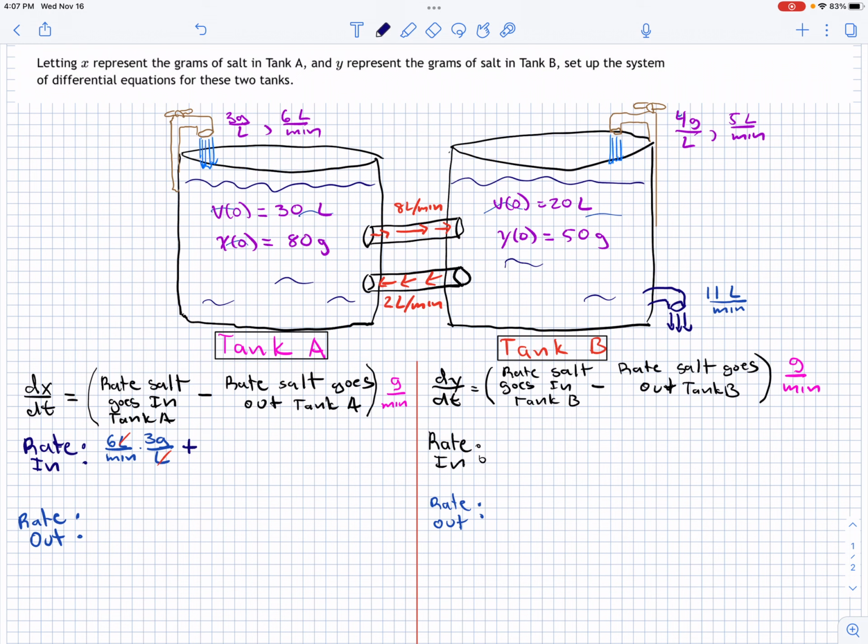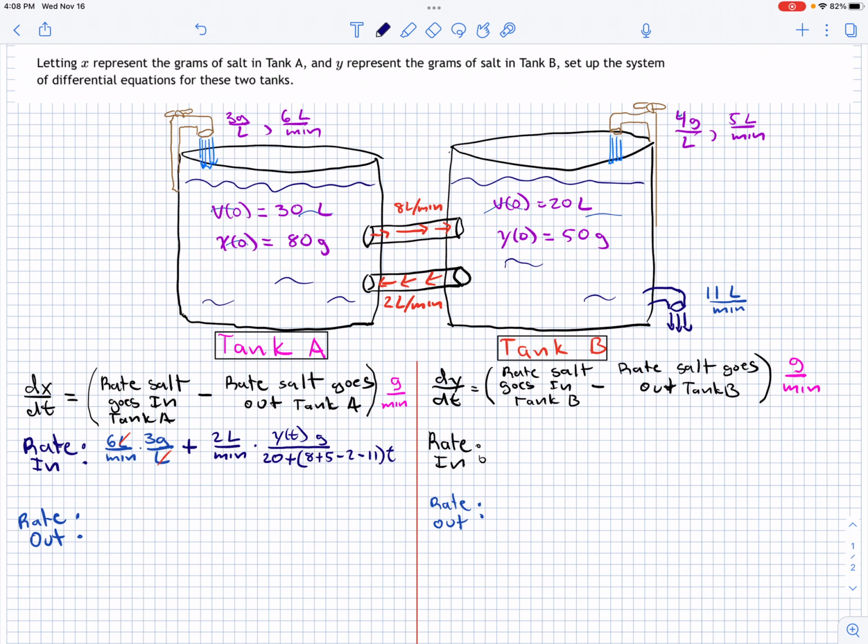We see that it's coming in at 2 liters per minute, and we multiply that by the amount of salt in grams per the volume of the tank, which is liters, and that volume of the tank is going to be tank B, and it's going to be 20 liters plus we have to look at all the rates going in, and we have 8 liters plus 5 liters per minute minus 2 liters per minute minus another 11, and that's times time t.